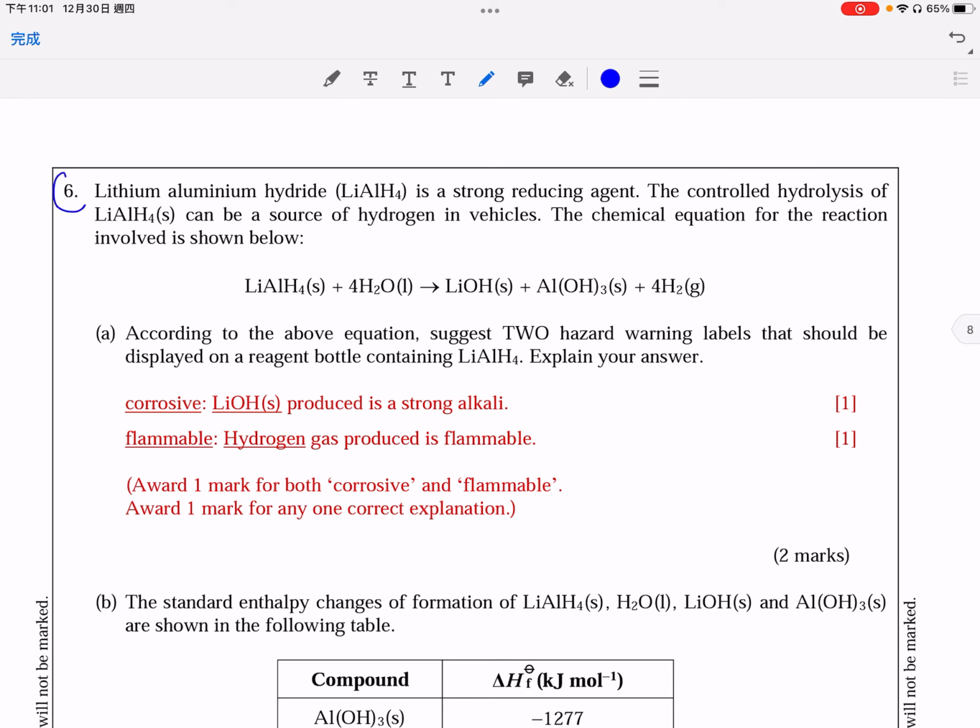Question number 6. Lithium aluminum hydride is a strong reducing agent, and it is very useful in organic reactions. State 2 hazard warning labels based on the reaction provided. So the hint is already given. Lithium hydroxide is corrosive. And then hydrogen is flammable. So 2 marks for these two hazard warning labels together with the explanation.